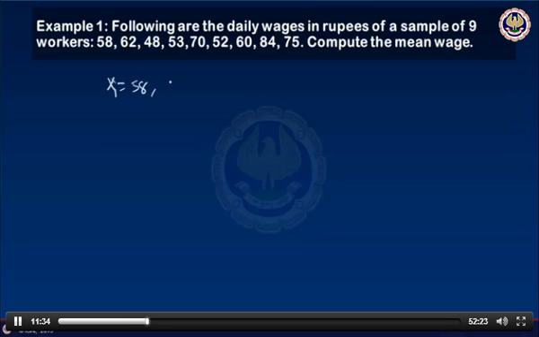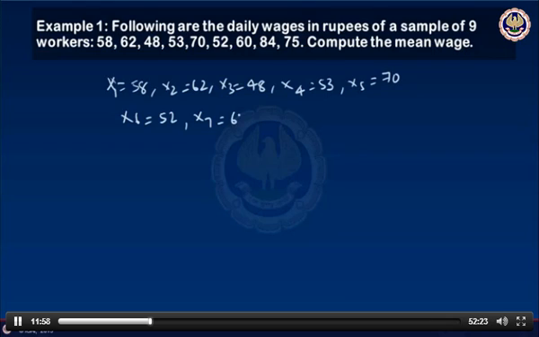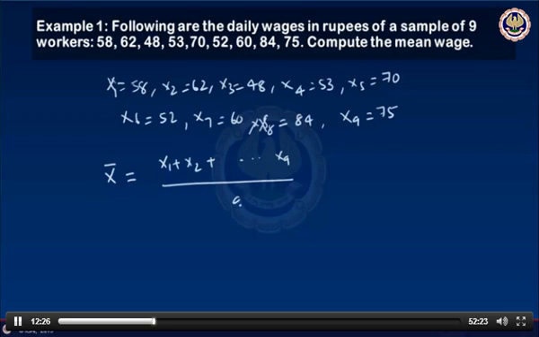X1 is 58, X2 is 62, X3 is 48, X4 is 53, X5 is 70, X6 is 52, X7 is 60, X8 is 84, X9 is 75. We all know the mean for the individual series: X bar equals the sum of the observations X1, X2 plus up to X9 by 9. Another way, summation of X by N.